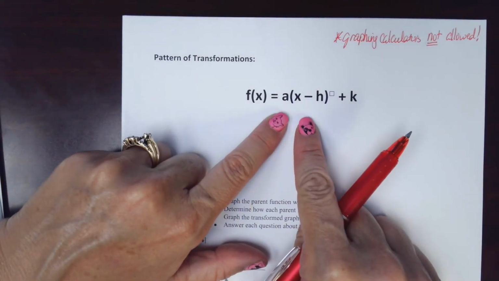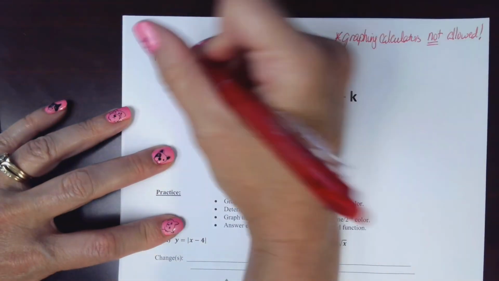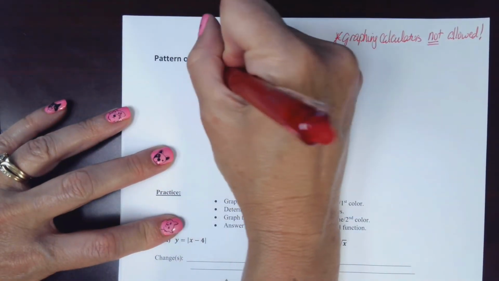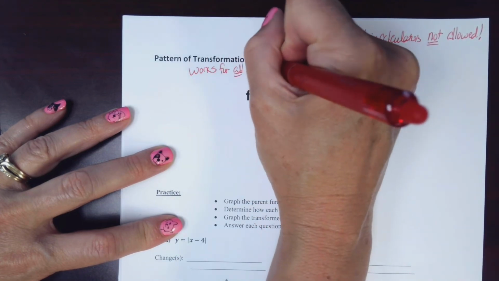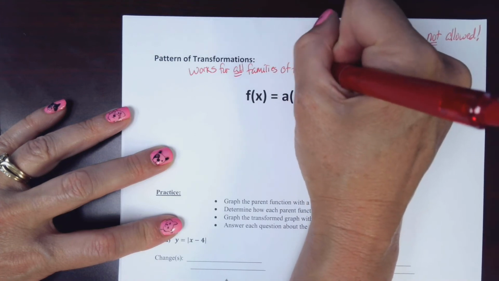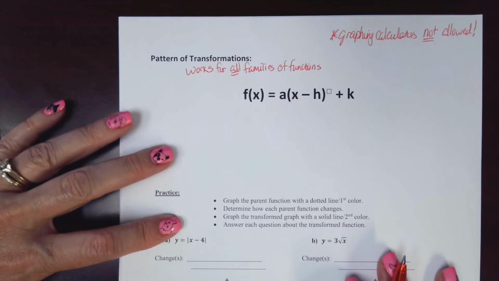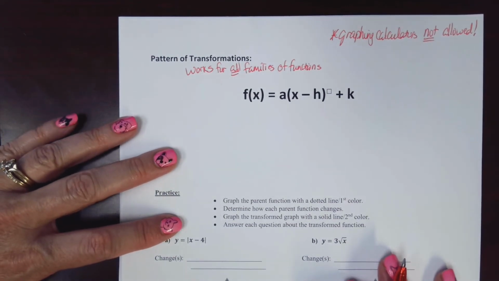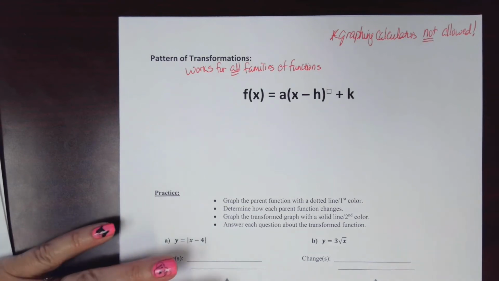Okay, here we go. Pattern of transformations. This pattern of transformations works for all families of functions. And I mean all. You use the same pattern of transformations in pre-cal when you're graphing trig functions. So that is always going to hold true, that you've got the same pattern of transformations.